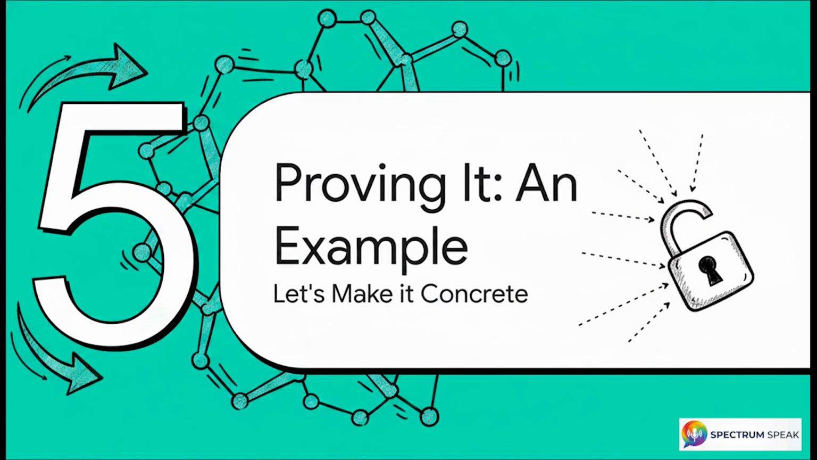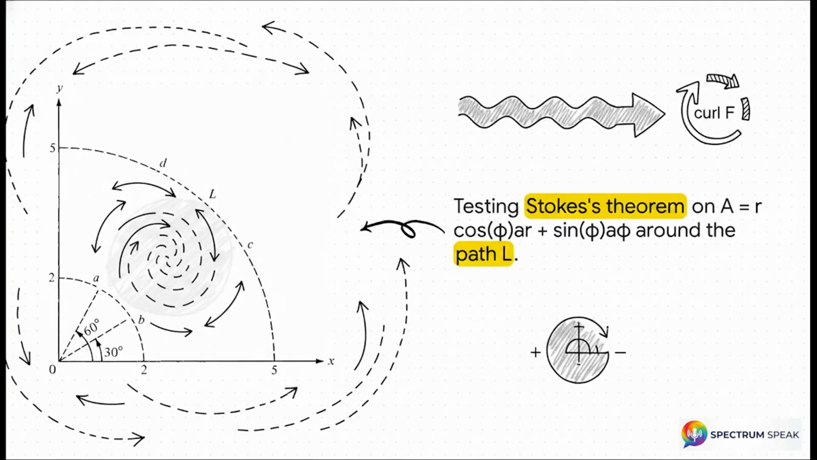Theory is one thing, but let's actually see it in action. We're going to take a concrete example and prove to ourselves that this theorem really holds up. Okay, here's our proving ground. We've got a vector field A, given here in cylindrical coordinates. We want to find the total circulation over this surface S, which is outlined by the path L. We're going to do it both ways and see what happens.